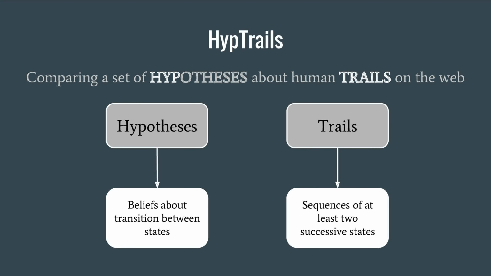The authors modeled trails and hypotheses as follows. They called a sequence of at least two successive states trails and assumptions about transition between these states hypotheses. Now, they used Markov chains to model human trails and Bayesian inference to compare two hypotheses with each other. Next, we'll look at the overview of the HypTrails methodology.